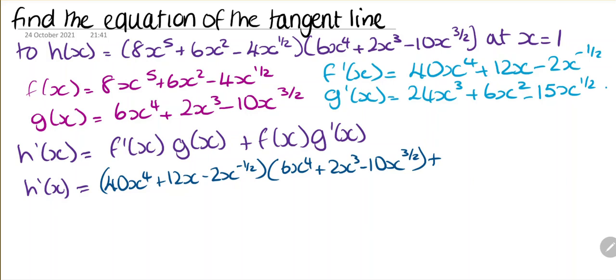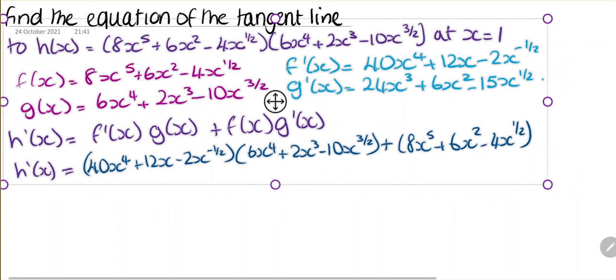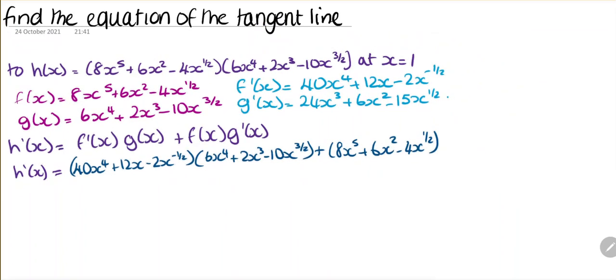So we need our f of x. This is 8x^5 plus 6x^2 minus 4x^(1/2). And this is multiplied by our derivative of g, so 24x^3 plus 6x^2 minus 15x^(1/2). Okay, so the first thing we're going to do is multiply out our first two brackets.